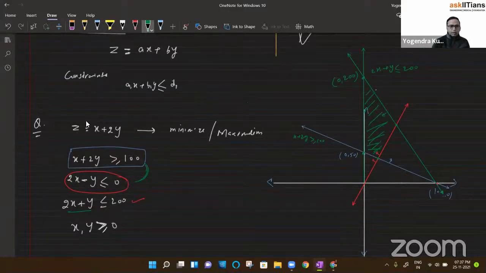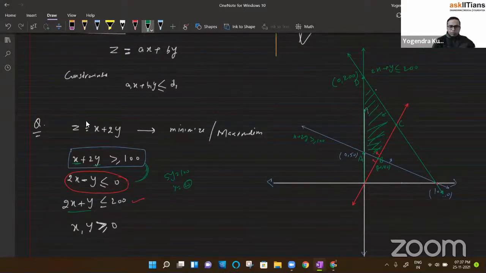So what is y here? y is 2x, so it will become 5y equals 100, so y equals 20, and x will be 40. So this point is (20, 40). Is everyone getting that? You can name the points if you want: A, B, C, and this is D, let's say.